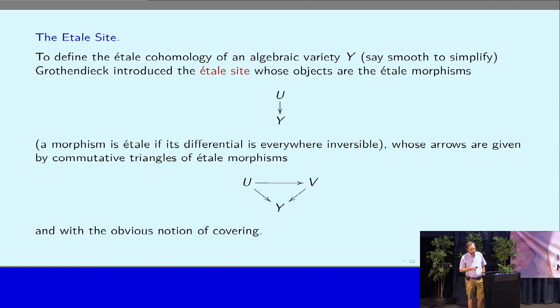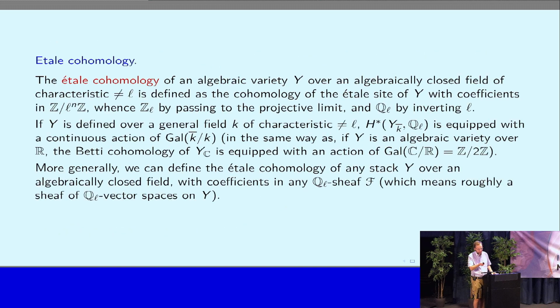The étale site of an algebraic variety Y, say smooth to simplify, is a category whose objects are the étale morphisms from U to Y. A morphism is étale if its differential is everywhere invertible. And the arrows are given by commutative triangles of étale morphisms, with the obvious notion of covering.